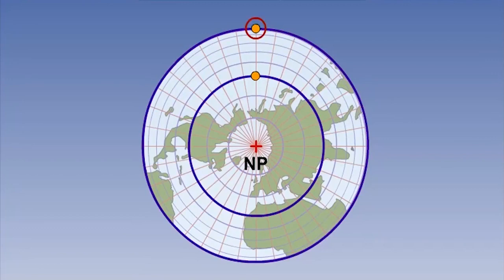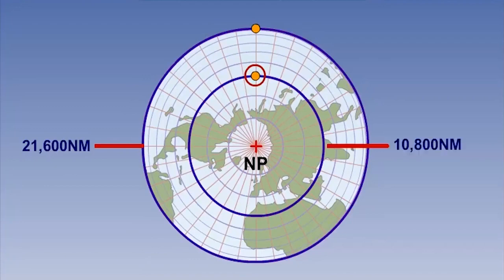The distance that the point on the equator travelled was 21,600 nautical miles, whereas the point at 60 degrees north only travelled half that distance. Yet they completed this in the same time. This has an important effect. It means that the point on the equator is travelling faster in space than the point at 60 degrees north.